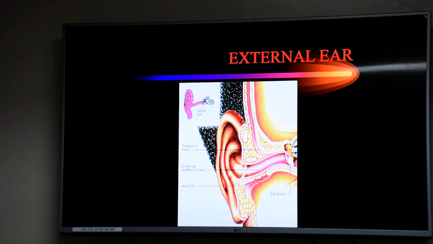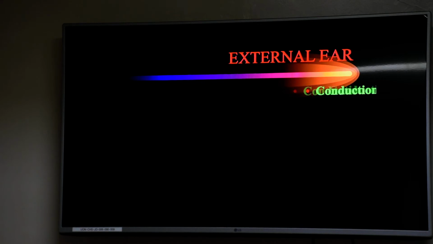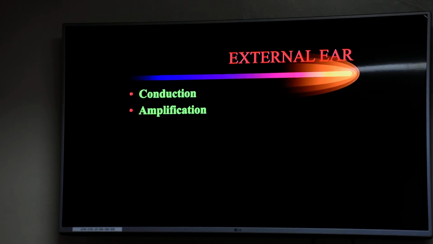Briefly, to see what happens before we actually perceive sound, in the external ear, 2 important things happen. One is that there's conduction, and conduction is simply the movement of the sound from the external auditory canal towards the tympanic membrane. And there is a degree of amplification due to the size, shape, and orientation of the external auditory canal and the pinna. There is what we call sound wave amplification, and this results in some degree of increase in the loudness of the sound before it reaches the middle ear.